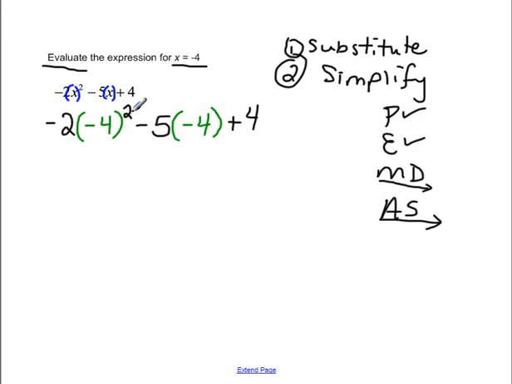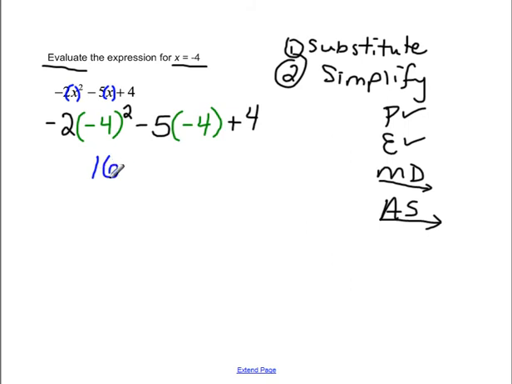And so we don't have anything to do at the parenthesis level, so exponents is what we're going to do next. We have this one exponent here with a 2. So the base of that exponent is -4. -4 is being raised to the second power. So -4 times -4 is a positive 16.